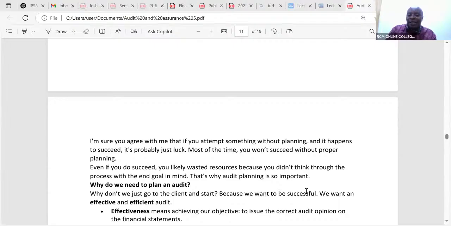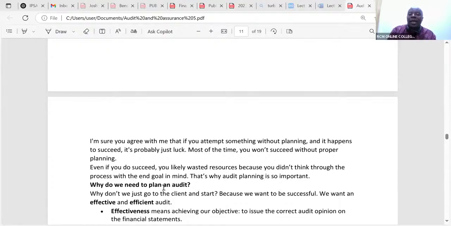If you don't plan very well, then for sure, there are some misstatements that you'll not be able to identify during your evidence collection. So planning is really key. Remember, audit is all about planning, execution, and then of course, reporting. So even if you do succeed, I'm just repeating this, you likely wasted resources because you didn't think through the process with the end goal in mind. That is why audit planning is so important.